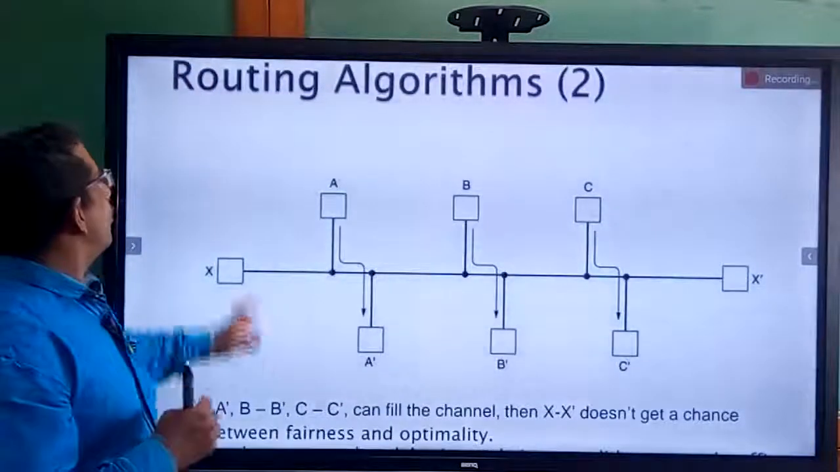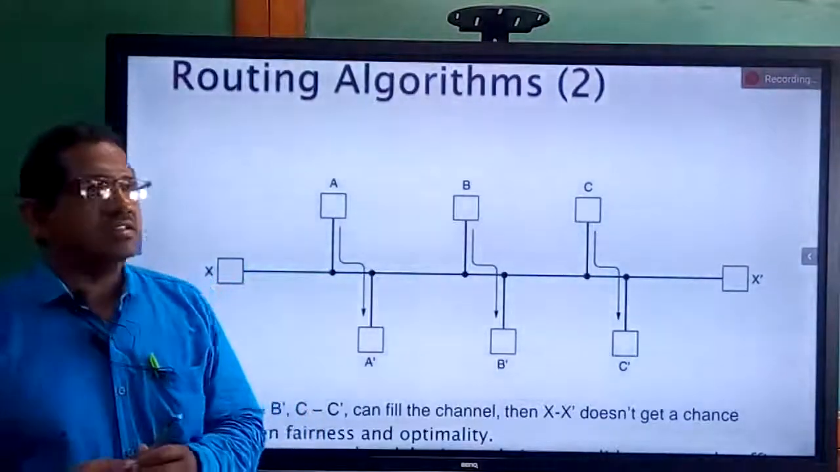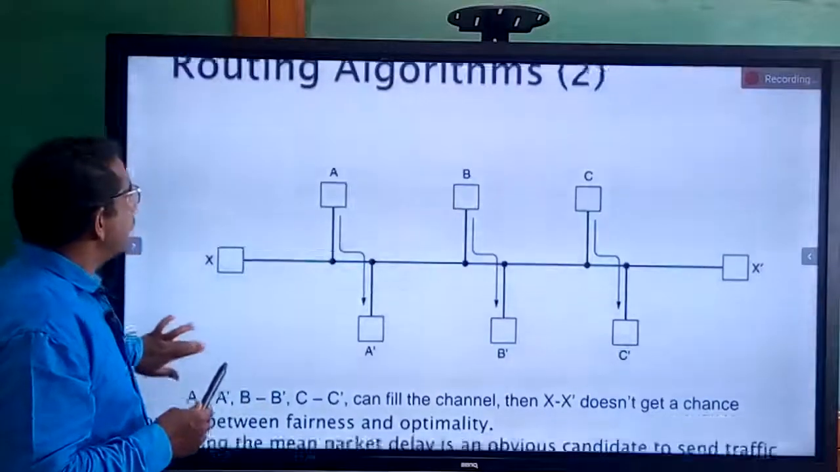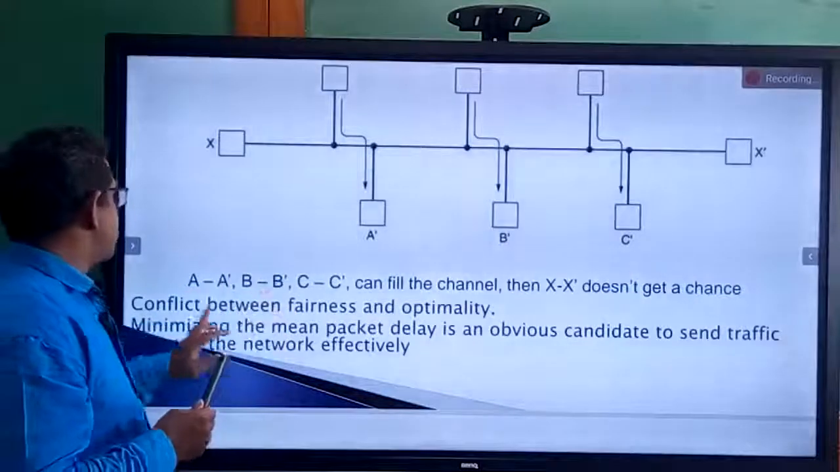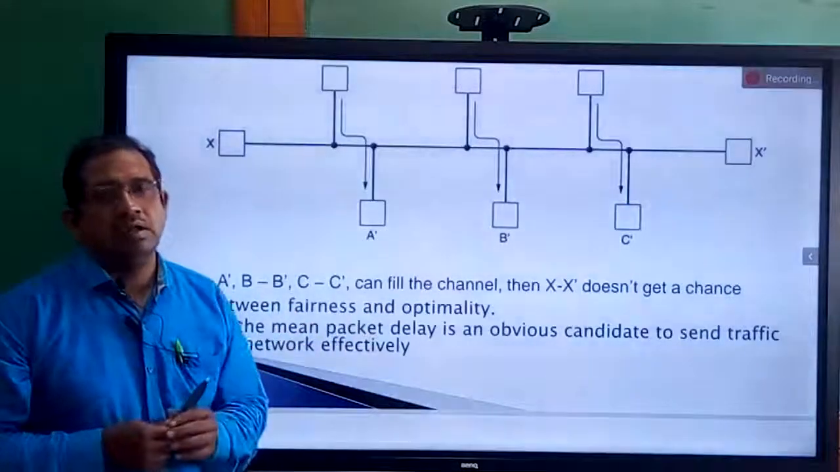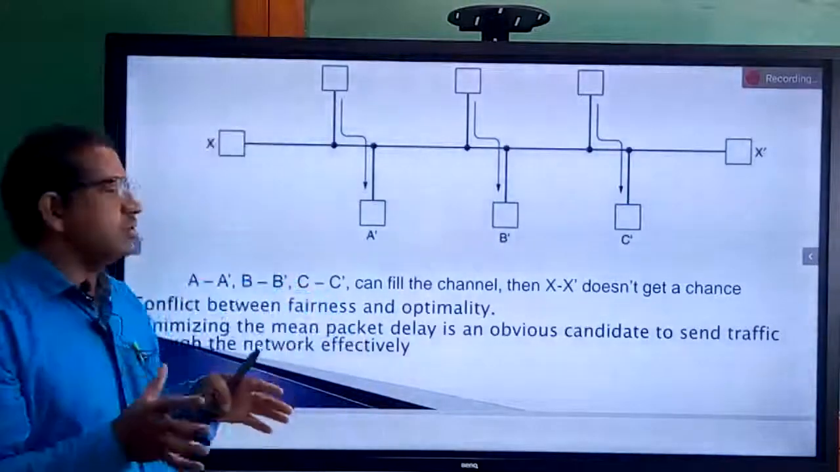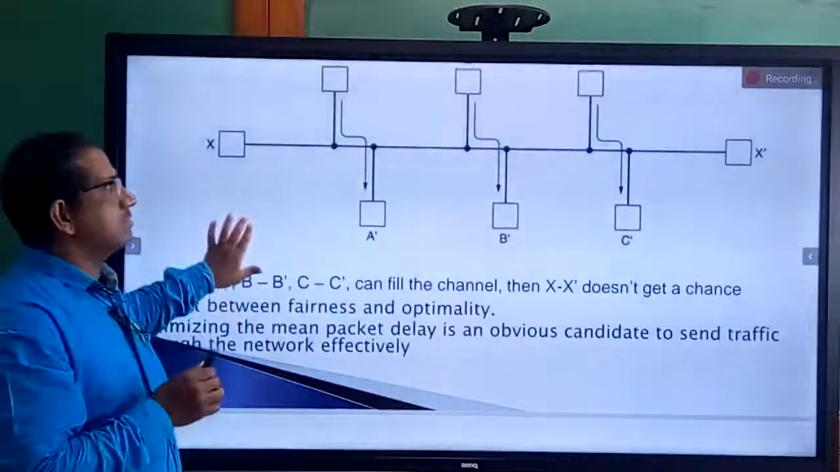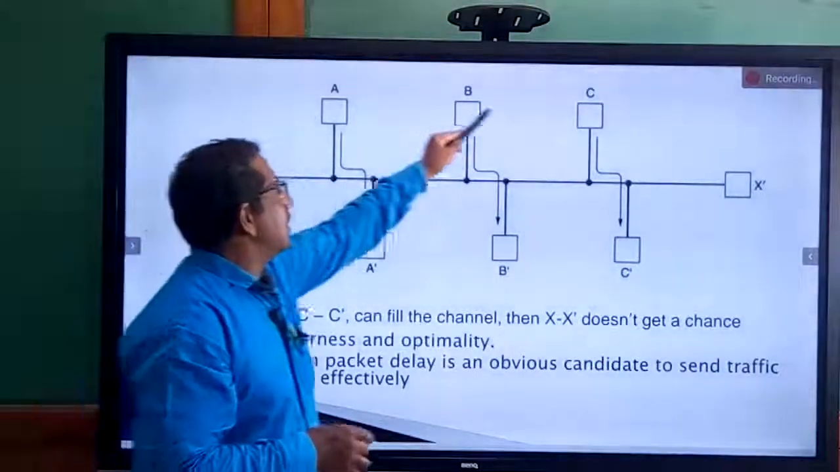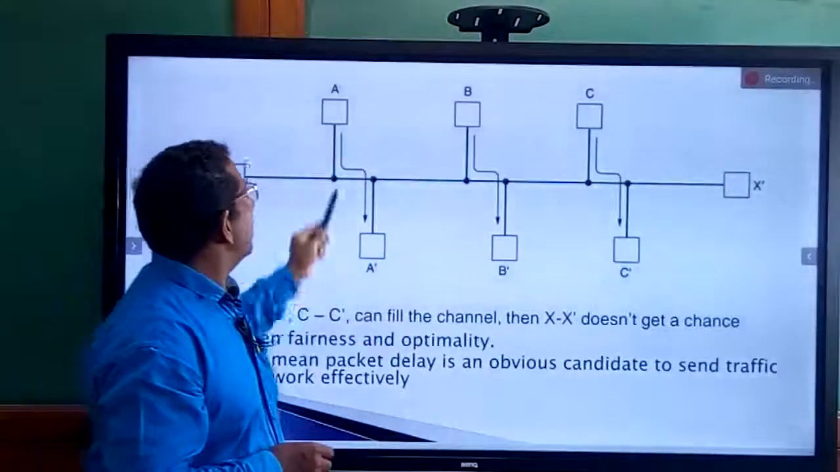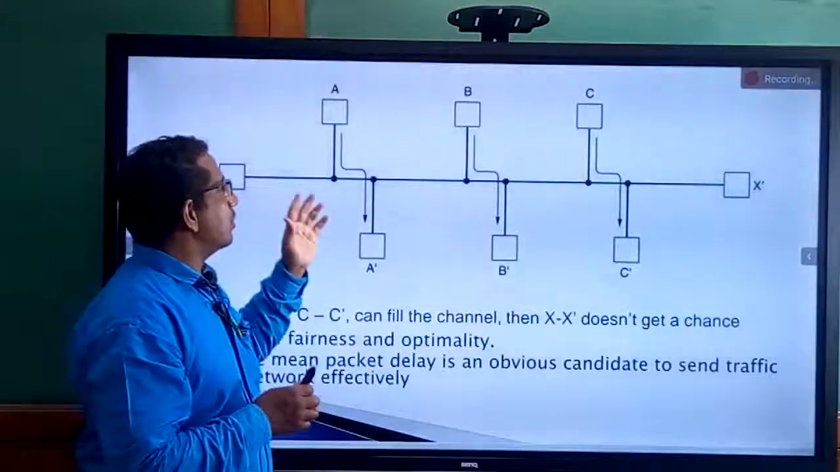Now, why do we have to go for routing algorithms? What is the necessity of going for routing algorithms? The necessity of going for routing algorithms is going to be twofold. That is going to be optimality. That means there is going to be a conflict between fairness and optimality. In order to reduce the conflict between the communicating nodes, we have to go with the routing algorithms. So a simple scenario has been explained here. There are various computers A, B, C, A dash, B dash, C dash. Now these computers want to communicate.